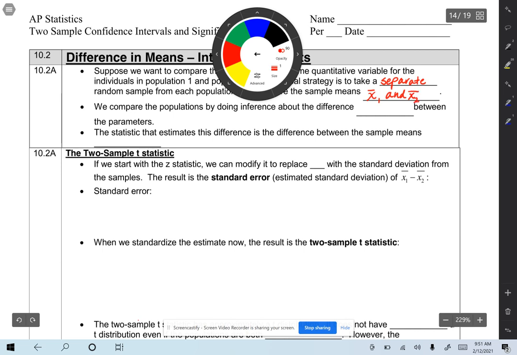We compare the populations by doing inference about the difference between the parameters. The statistic that estimates this difference is the difference between the sample means.